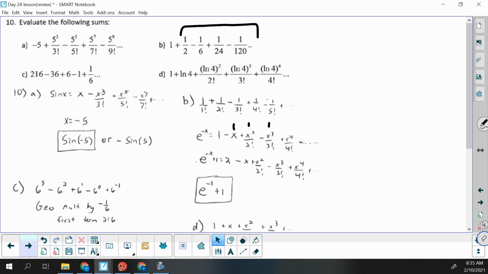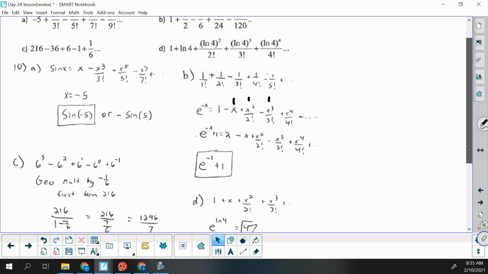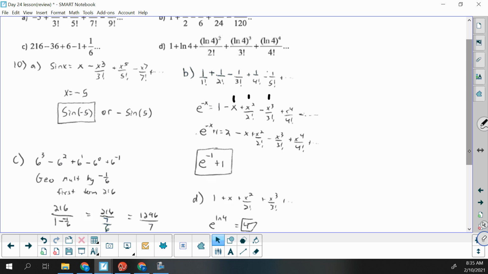In C, we're multiplying by -1/6 each time. We started with 216, so 216 over 1 minus a -1/6, you end up with 1296 over 7 when you neaten it up. And for D, we got all the factorials. They're all positives. So we want to think E, and E has natural log of 4 subbed in. So that's really just 4.